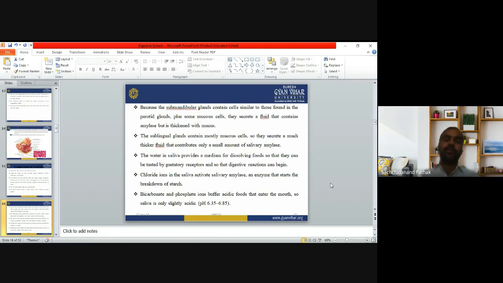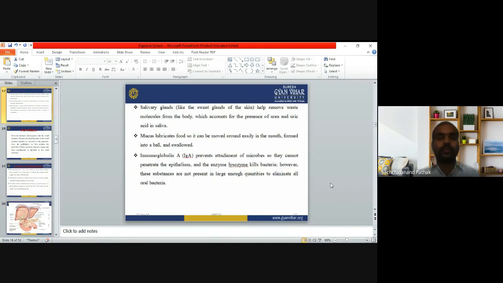So bicarbonate and phosphate are also there, and they buffer the acidic food. When we are eating acidic food, they buffer it and maintain the pH. Salivary glands, like the sweat glands of the skin, help remove waste molecules from the body, which accounts for the presence of urea and uric acid in saliva.